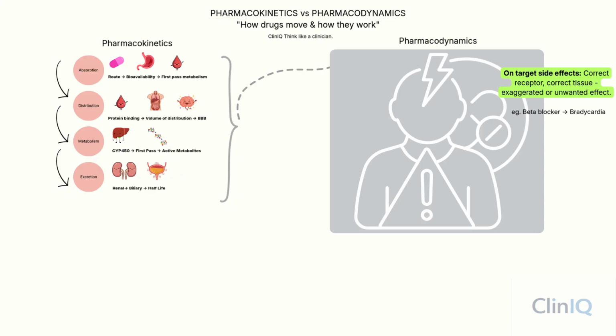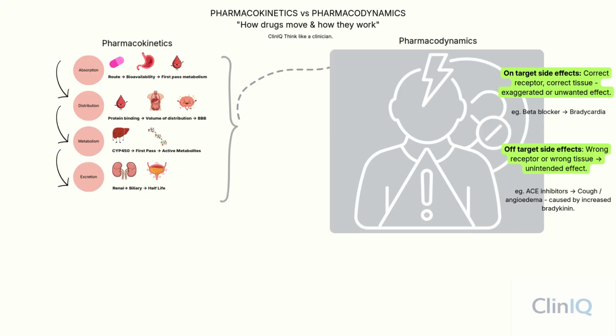And there's two mechanisms: excessive pharmacologic effect, so too much anticoagulation or too much sedation, or target receptor existing in other tissues. So for example, blocking beta-1 receptors in the heart can also affect beta-1 receptors in the kidney.